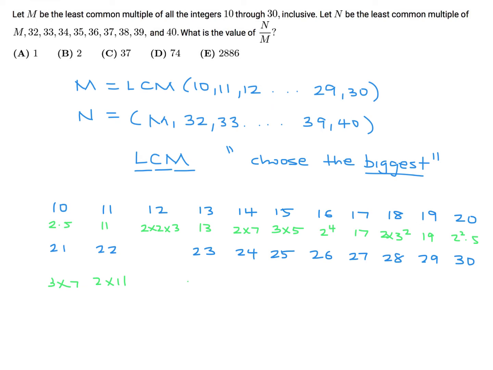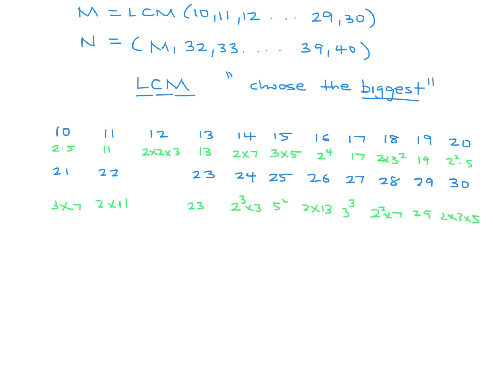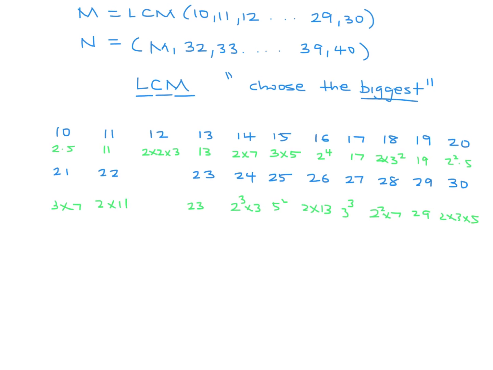23 is just a prime number. 24 is 2 to the power of 3 times 3. 5 to the power of 2. 2 times 13. 3 to the power of 3, 2 to the power of 2 times 7, 29, and 2 times 3 times 5. Okay. All right. So I did that on purpose to illustrate the process. So now let's go back and try to figure out the value for M. So M is the LCM of all of these numbers, right? So the LCM of 10, 11, dot, dot, dot, all the way until 30.